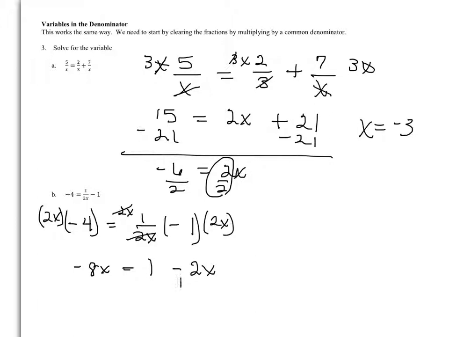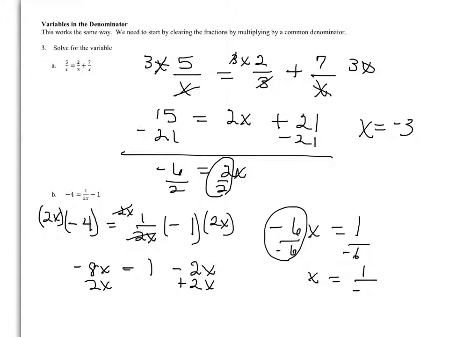I'm going to add 2x to both sides here. So I get a negative 6x is equal to 1. I'm going to divide by negative 6 on both sides because I need to get a 1 in front of the x. So x is equal to 1 over negative 6. In both of the solutions that we just did, they're unique, right?